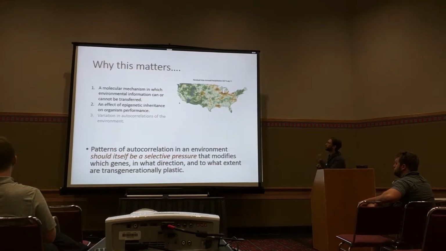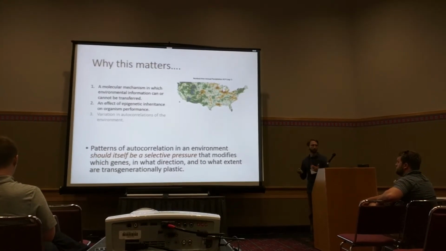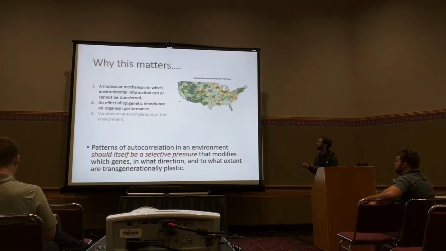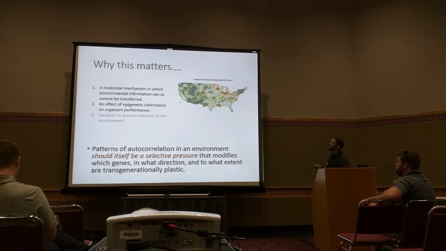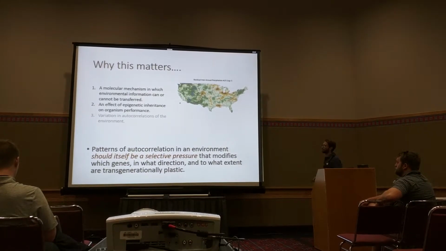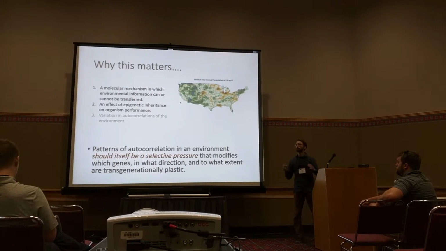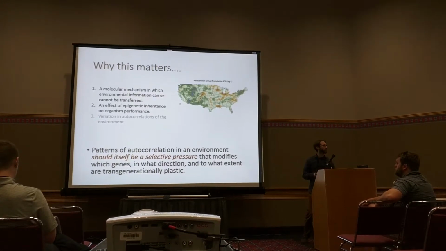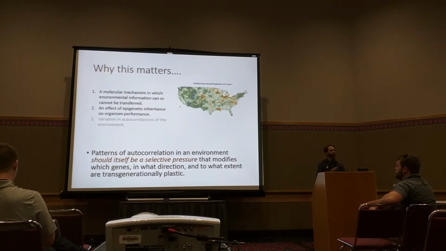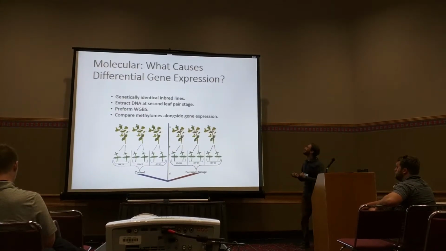And so why this matters: if there's a molecular mechanism, if there's an effect of epigenetic inheritance on organisms in nature, and I'm not going to talk about it today, but also if there is variation in autocorrelations across the environment, then you have all of the pieces in place where the patterns of autocorrelation in an environment should itself be this selective pressure that either selects for or against transgenerational plasticity to a specific environment. I'm not going to skip this.